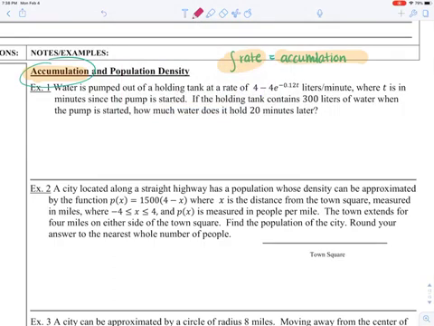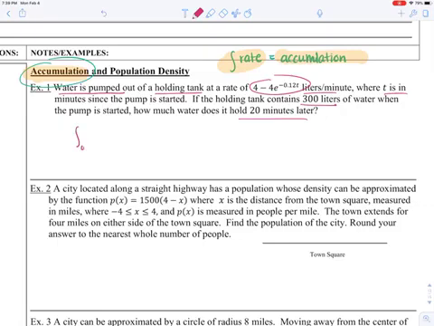This whole entire packet has to do with applications of integration. So what are things you can do with integration? We've got water being pumped out of a holding tank at this rate. The rate is in liters per minute, where t is in minutes since the pump is started. We have an initial condition of 300 liters of water when the pump is started. How much water does it hold 20 minutes later? Well, that's a pretty easy setup. This is a very classic integral question that you could see on an FRQ.